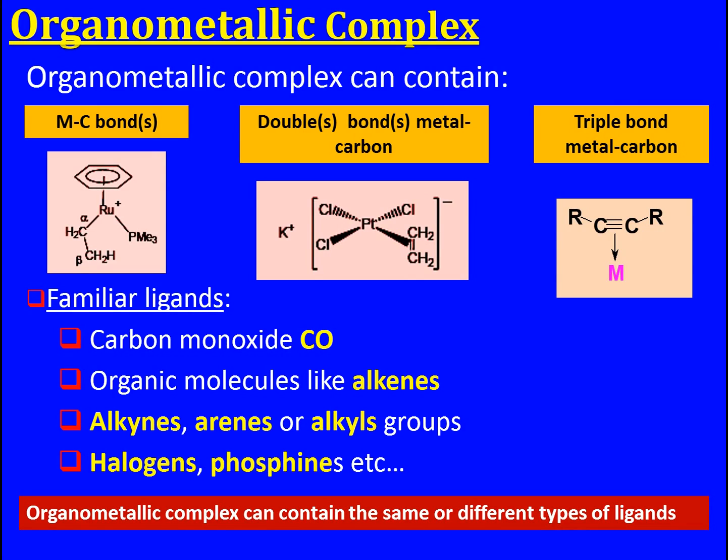The type of M-C bonds can be M single bond C, like in this complex of ruthenium, where we have ruthenium single bond C, and we also have ruthenium that is bound to benzene, to 6 carbons of benzene, so the bond is hapto-6, and the hapticity will be explained later. The bond can also be metal double bond carbon. In this complex, we have platinum bound to 2 carbon atoms.